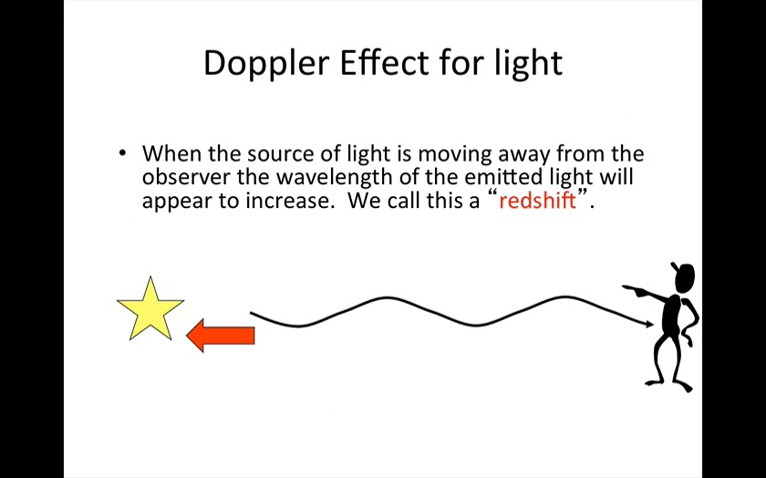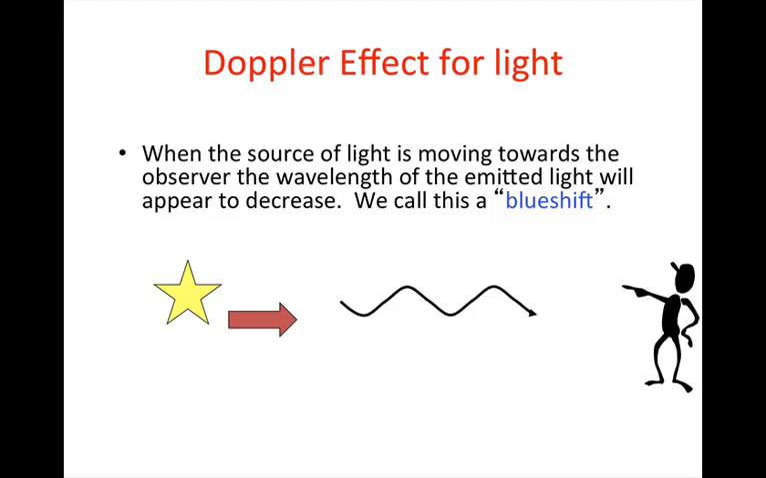Now recall that the wavelength of light corresponds to color, just like wavelengths of sound correspond to pitch. Because red light is at the long wavelength end of the visible spectrum, we call the effect of a source moving away from an observer and increasing the wavelength of its emitted light redshift. On the other hand, a source moving towards its observer and compressing its wavelength we call blue shift, since blue light is at the short wavelength end of the visible spectrum.